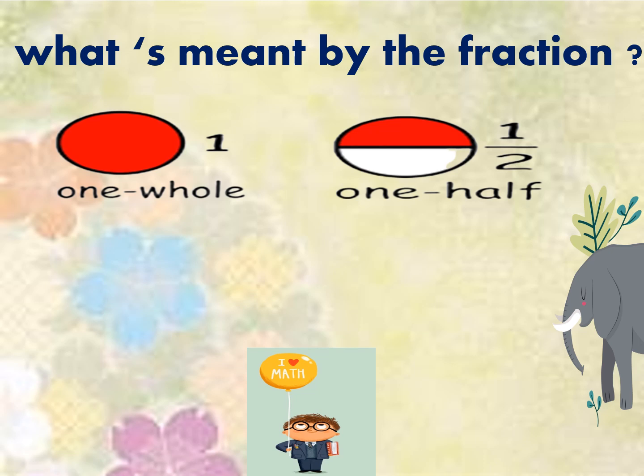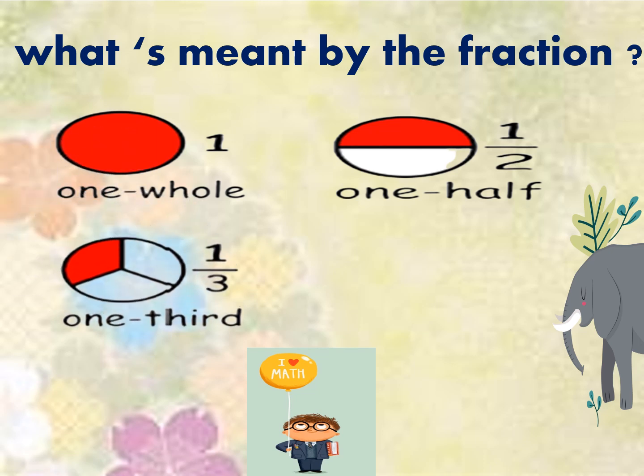Excellent. The third type, I have a circle divided into 3 parts and one part colored, so I read it like this: 1/3. I write 1 in the upper part and 3 in the bottom. 1 because only one part is colored, and 3 because the circle is divided into 3. So I read it like this: 1/3.